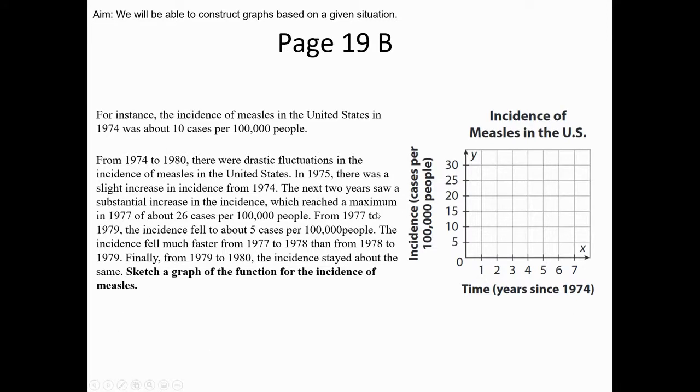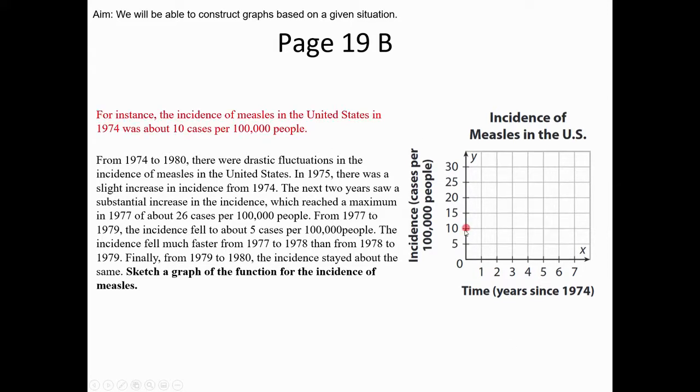Well, we notice that part of the problem says the incidence of measles in the United States in 1974 was about 10 cases per 100,000 people. So on my graph, I'm going to want to put down a nice dot at 10. So what I'm going to do is read the rest of the situation involving measles as time goes on, but instead of actually drawing the graph, I'm only going to put down specific key points. So we know we're starting at 10.